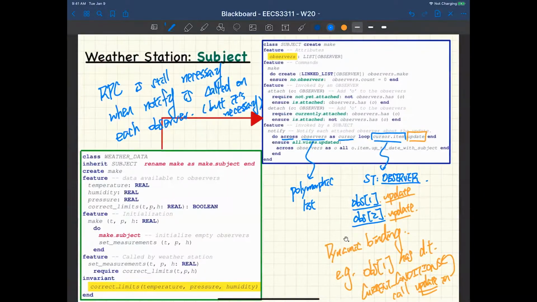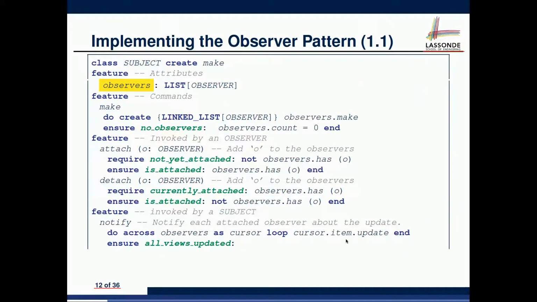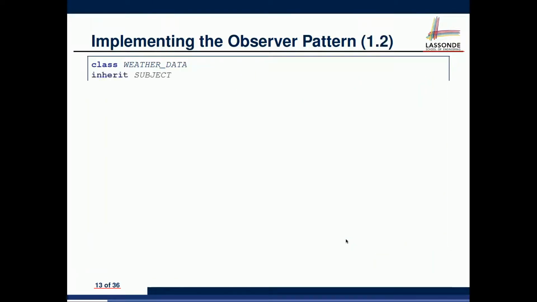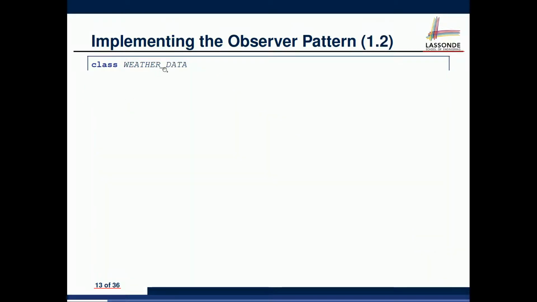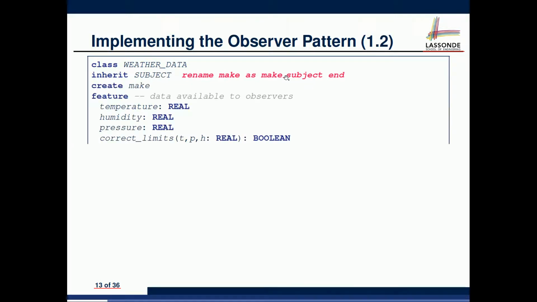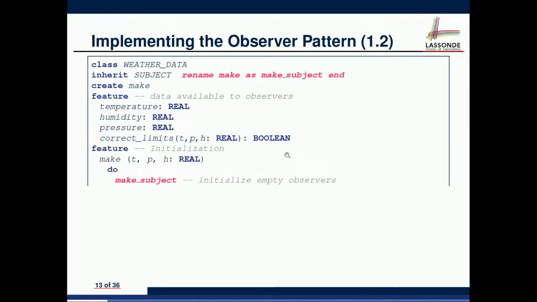Let's take a look at the clients, I mean the observer. And then we'll do one exercise to let you see how to write the code. Let's say we talk about weather data. Notice one thing: the subject class over here should be, I think I meant to put the subject class over here. Oh, it doesn't matter. Weather data here simply inherits from subject. Then you can rename the make as make subject, just showing you the feature for how you can do it in the IDE. You don't really have to rename if you don't find it necessary. And then for the weather data, you have temperature, humidity, and pressure, and also correct limits, the same as before.